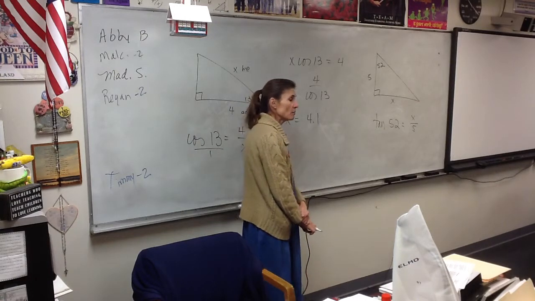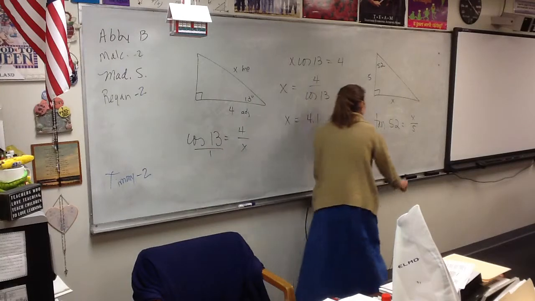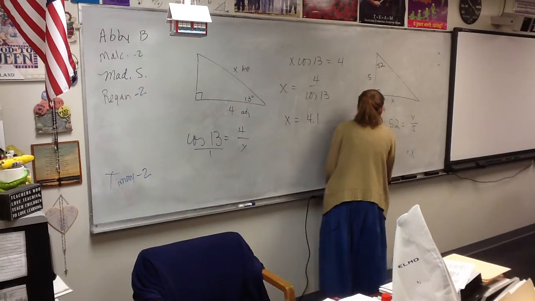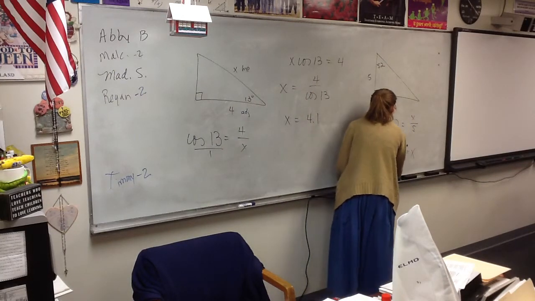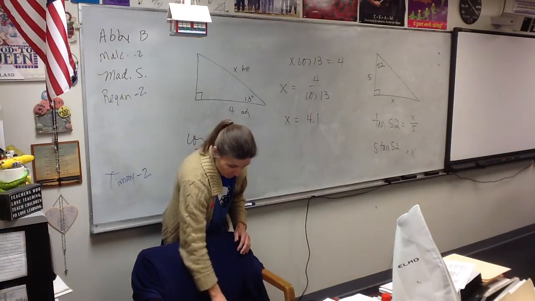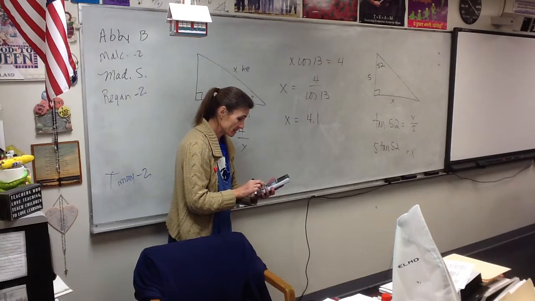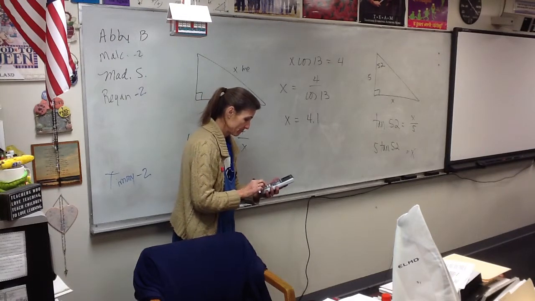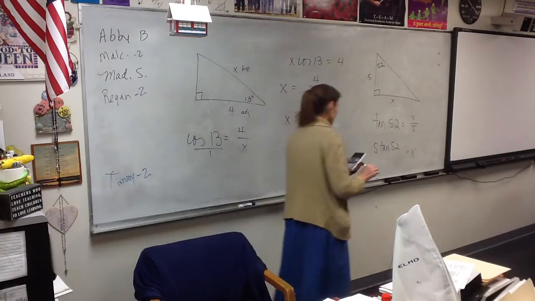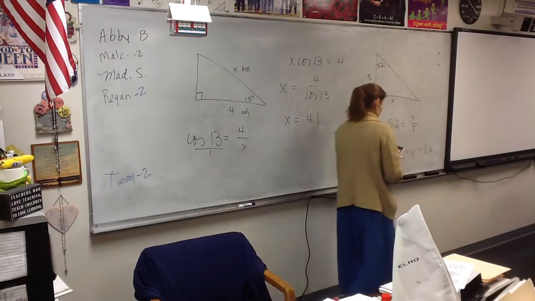Can I just multiply both sides by 5 to get x by itself? Yeah. So x will be 5 times the tangent of 52. Do you always put the multiple on the outside? Yes. I got about 6.4. Yep.